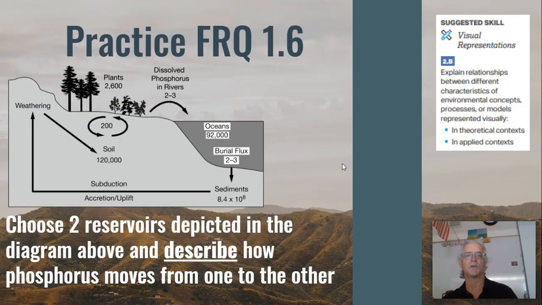So, practice FRQ 1.6. Can you choose two reservoirs depicted in the diagram above and describe how phosphorus moves from one to the other?